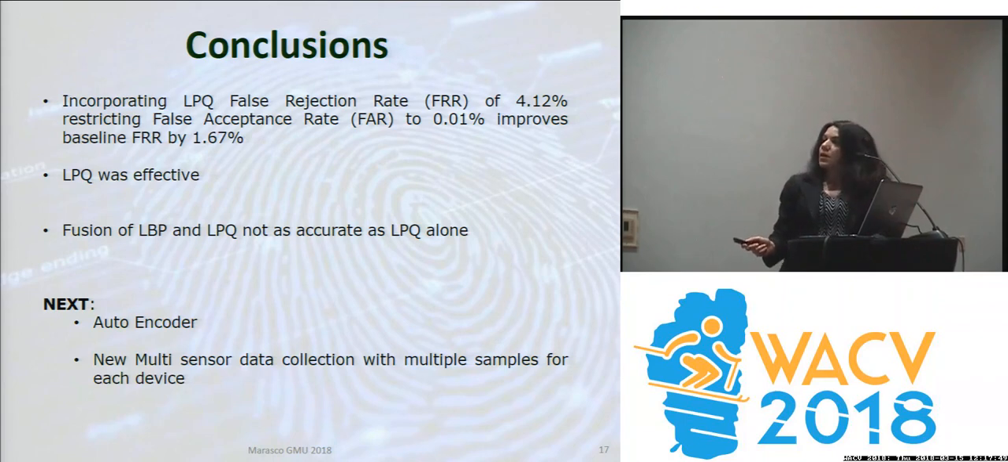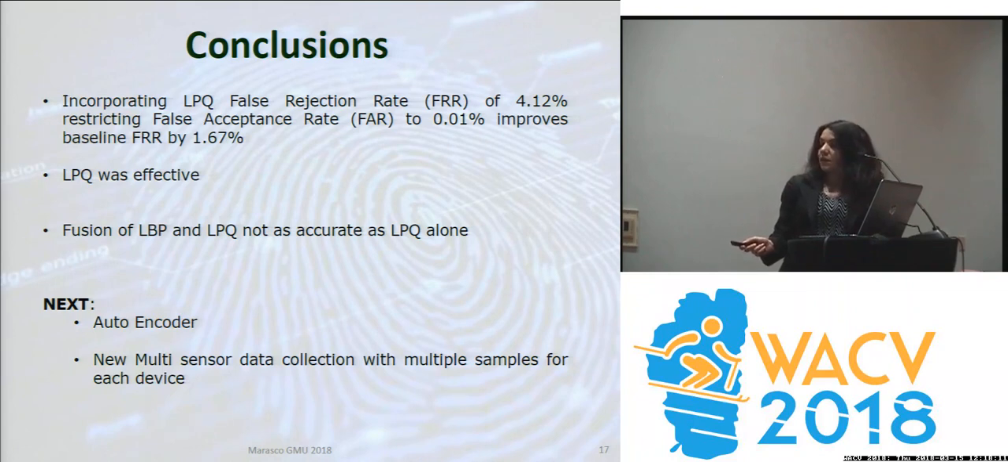So, conclusion: we did obtain improvement with the local descriptors. In particular, LPQ was effective, invariant to blurring. The fusion does not help in this case of both. And now what we want to do is extension.